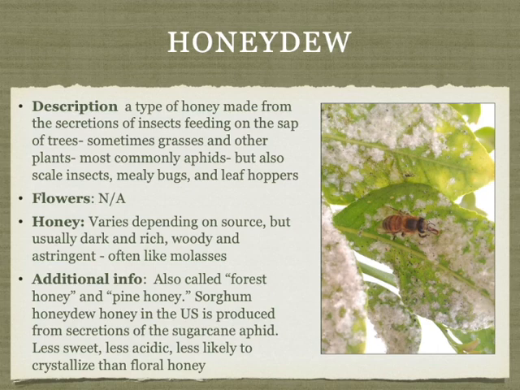It tends to be less sweet, less acidic, higher in mineral content, and less likely to crystallize than traditional floral honey. In the U.S., we have a honeydew honey made from secretions of the sugarcane aphid that fed on the sorghum plant, and it's very similar to sorghum molasses that you can sometimes get. It's a really lovely honey.